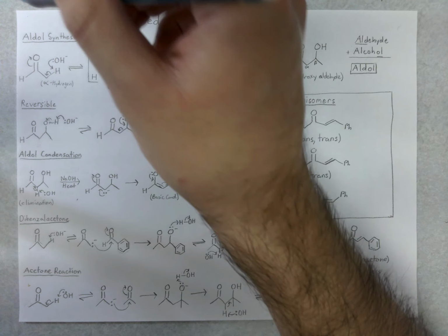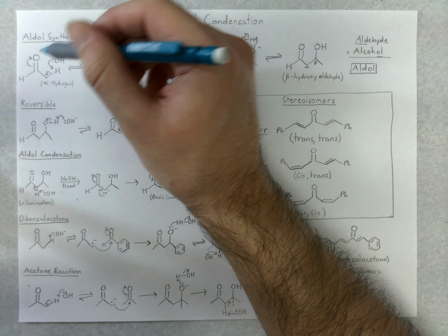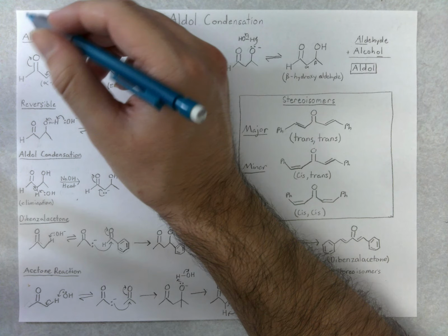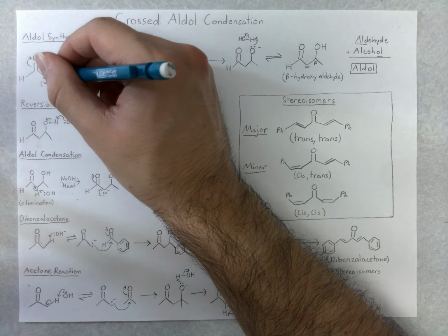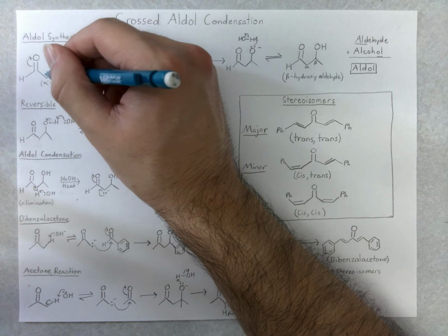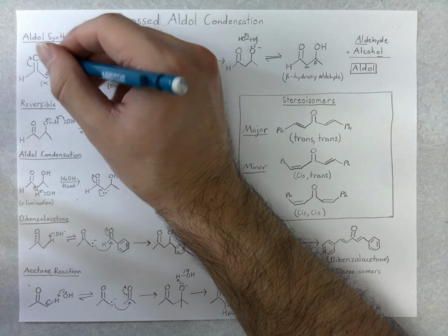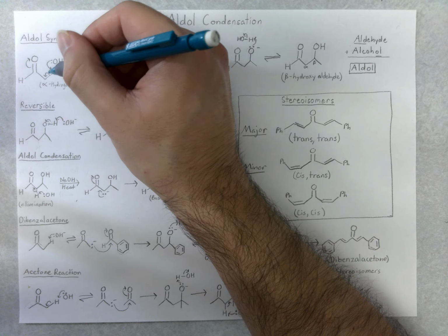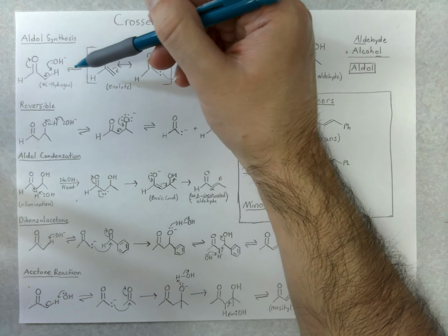Now, to start out with, I'd like to explain a little bit about alpha hydrogen and alpha carbons. So carbons that are right next to the carbonyl carbon, connected to the carbonyl carbon, these are referred to as alpha carbon, and the hydrogen attached to them are referred to as alpha hydrogen.